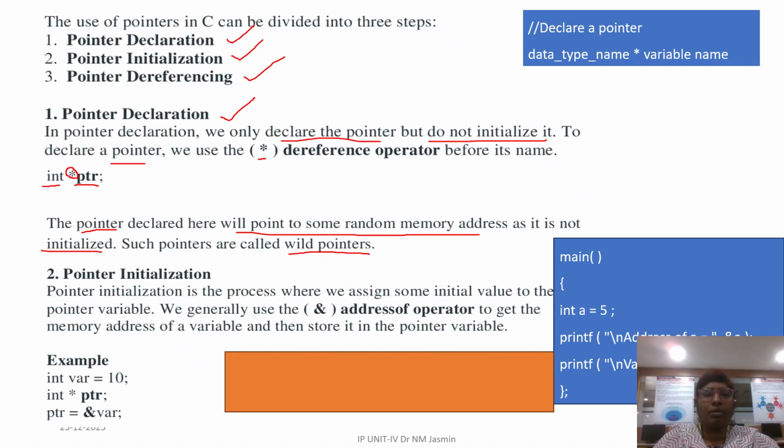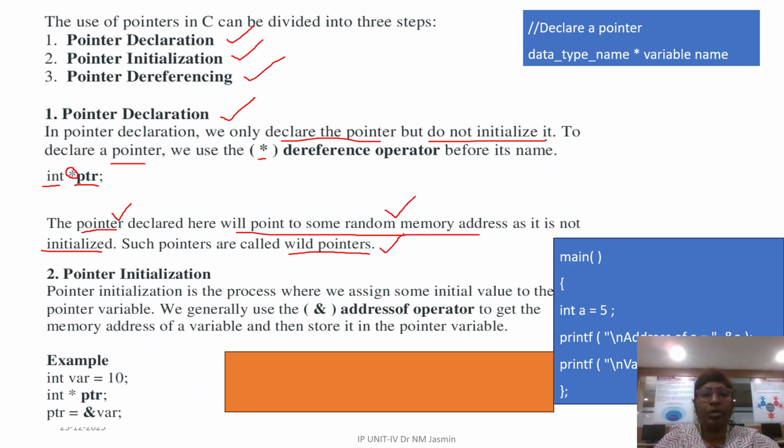Wild pointers means that whenever you declare a pointer, sometimes it points to some random memory address. As it is a random memory address and the pointer is not initialized, that is the reason we call it a wild pointer.